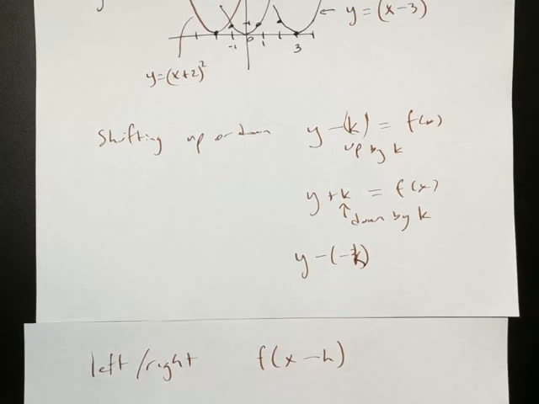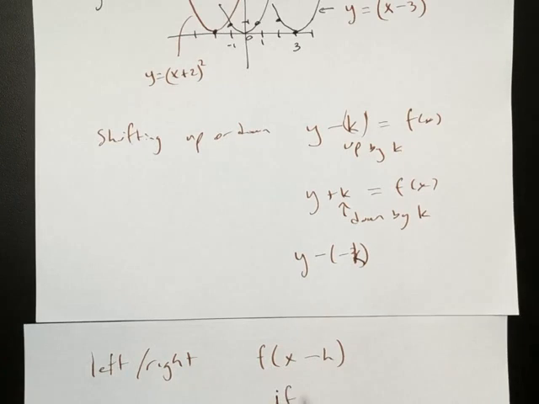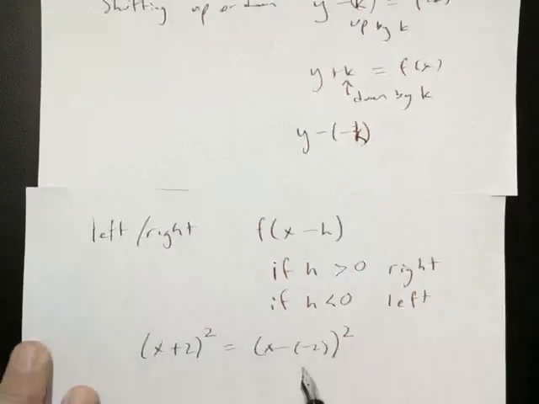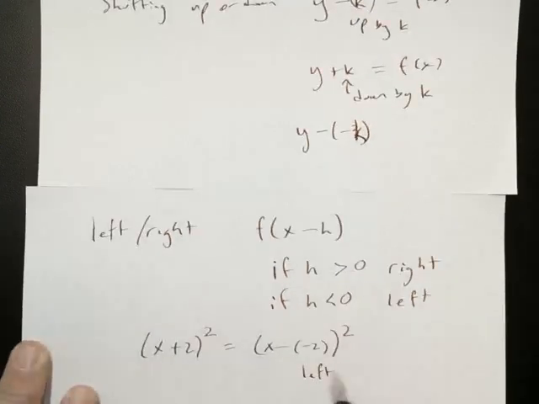I just think of it as always being subtracted. And then if h is positive, we go right. And if h is negative, we go left. And that means when I write x plus 2 squared, I'm really thinking of it as x minus negative 2. And that's why this one went left.